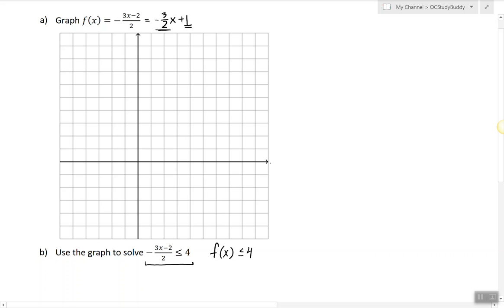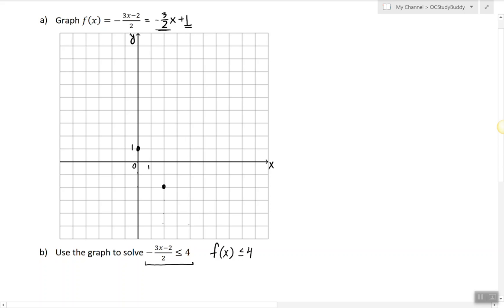So to graph this function, we first start by finding the y-intercept at 1. Then we use the slope to find the next point. So the slope is -3/2. So from the y-intercept we go down 3 and over 2.